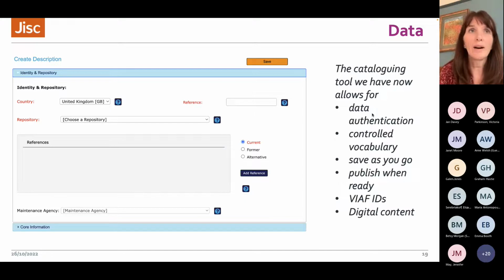But we're hiding generally the EAD from our contributors. And the idea behind this cataloging tool is somebody who is not a trained archivist, may not be a trained librarian, can use it relatively easily. And the feedback that we've had is that is the case, and people do find it quite easy to use.